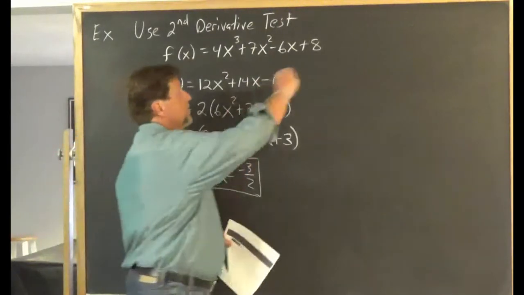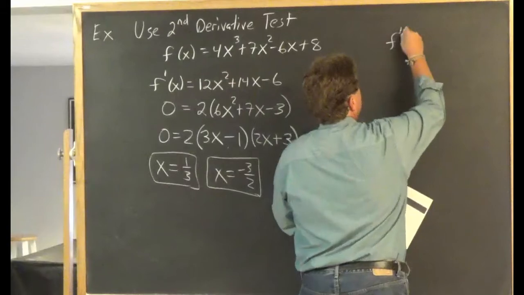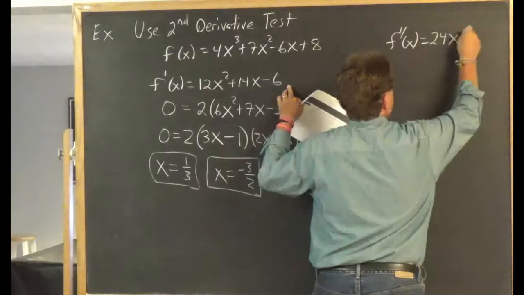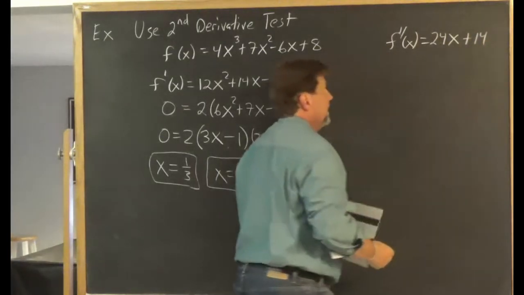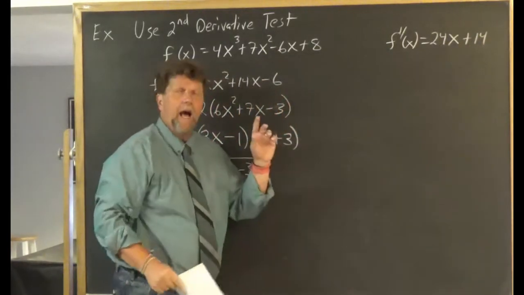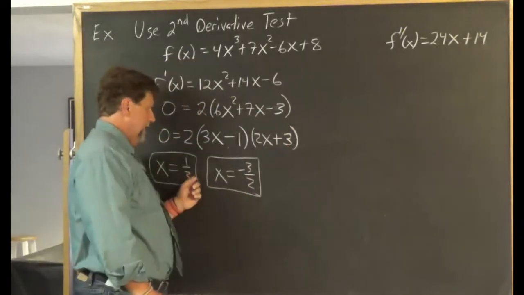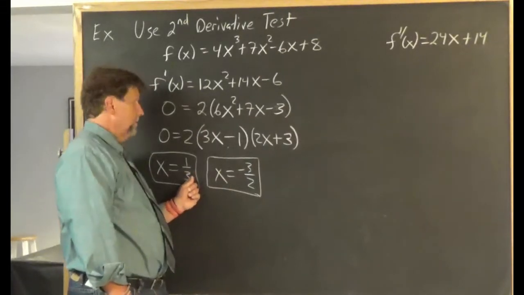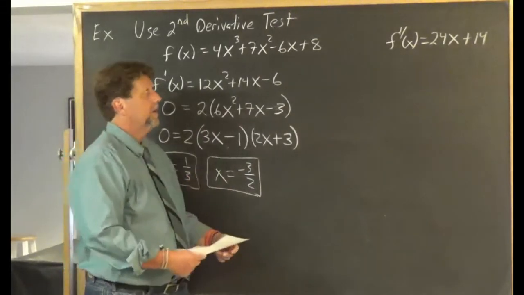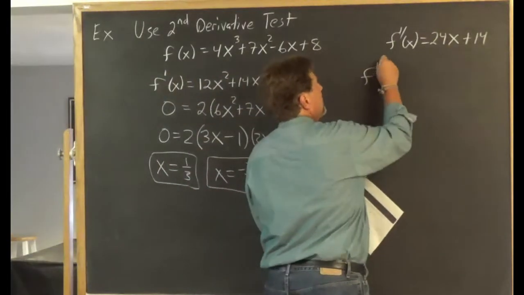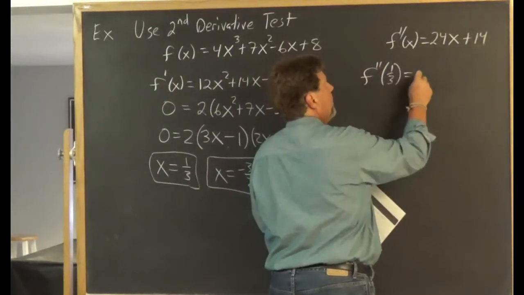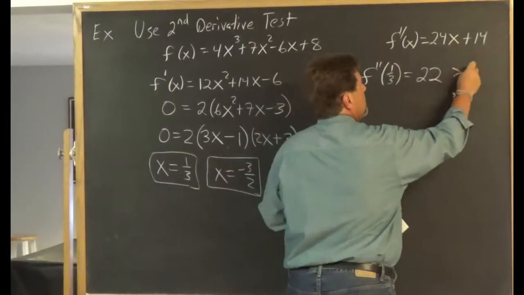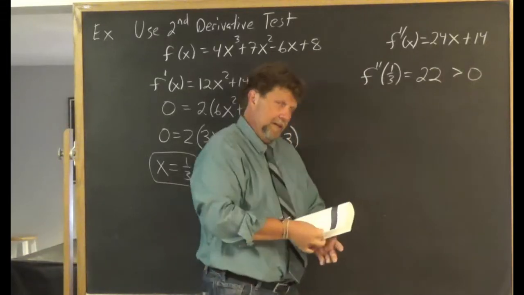All right, so now we're going to apply the second derivative test, which means we have to get the second derivative. So let me come over here and write down the second derivative. See, the second derivative is 24x plus 14. All right, so now I evaluate the second derivative at each of these critical values. So let me start off by evaluating the second derivative at 1/3. So if I evaluate the second derivative at 1/3, so I put 1/3 in for the x, I end up getting 22. Well, 22 is definitely a positive number.